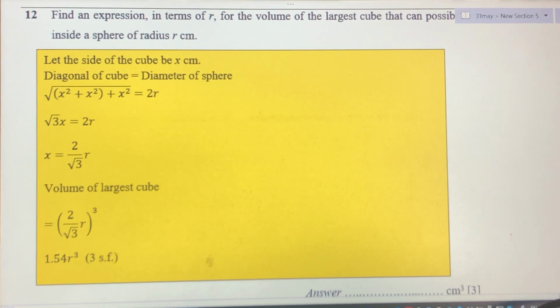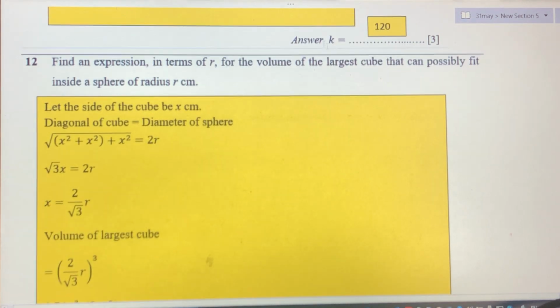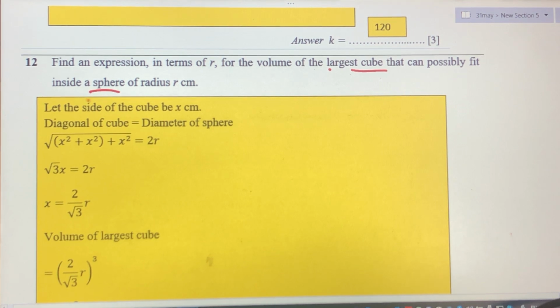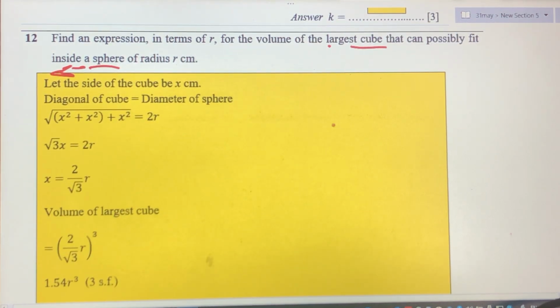Next one. This one, very sad story. Why sad story? Many of you left this blank. Why leave blank? You never draw a diagram. Never draw a diagram, then cannot do already. Always draw a diagram, okay? In this particular question, we are talking about a cube and a sphere, with the cube being inside a sphere. So I'm going to draw a cube. Cube means the sides are the same. If you don't draw, it's very hard to visualize. Then you waste all your brain cells in the exam, and you are too tired to think already.